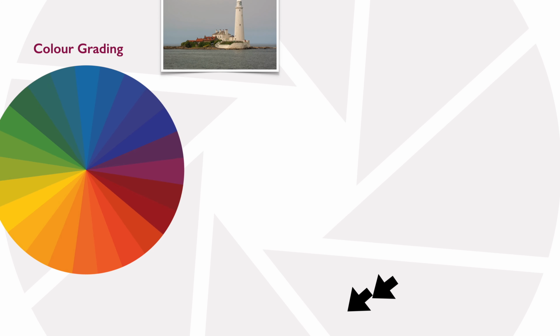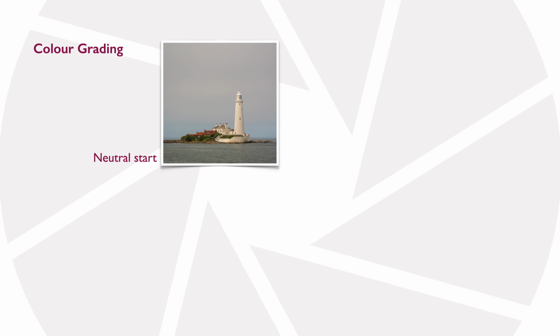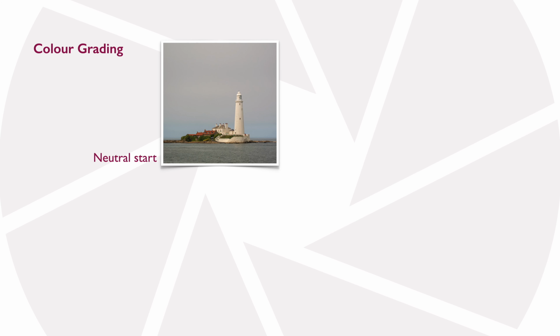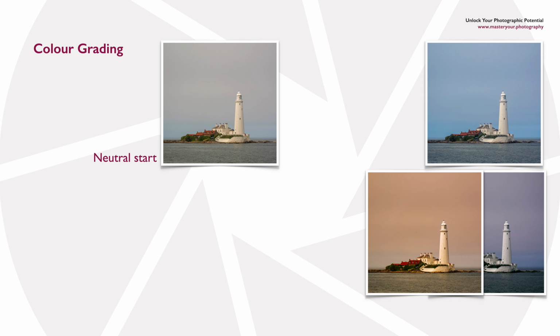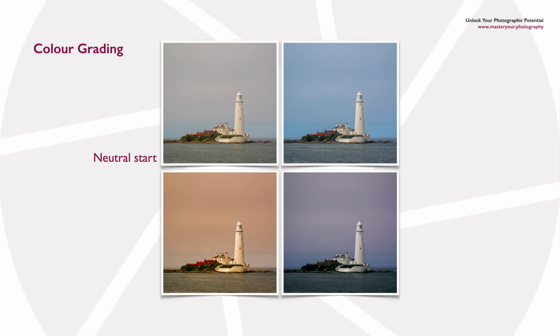Here's another example where we start with our neutral image. We've just balanced the colours and the exposure so that it looks as it did when the image was shot. And then we can apply different grades. We've got a cool grade where the sky looks bluer, we've got a warm grade, and then we've got a more moody image where we've added some magenta into the sky and into the shadows.